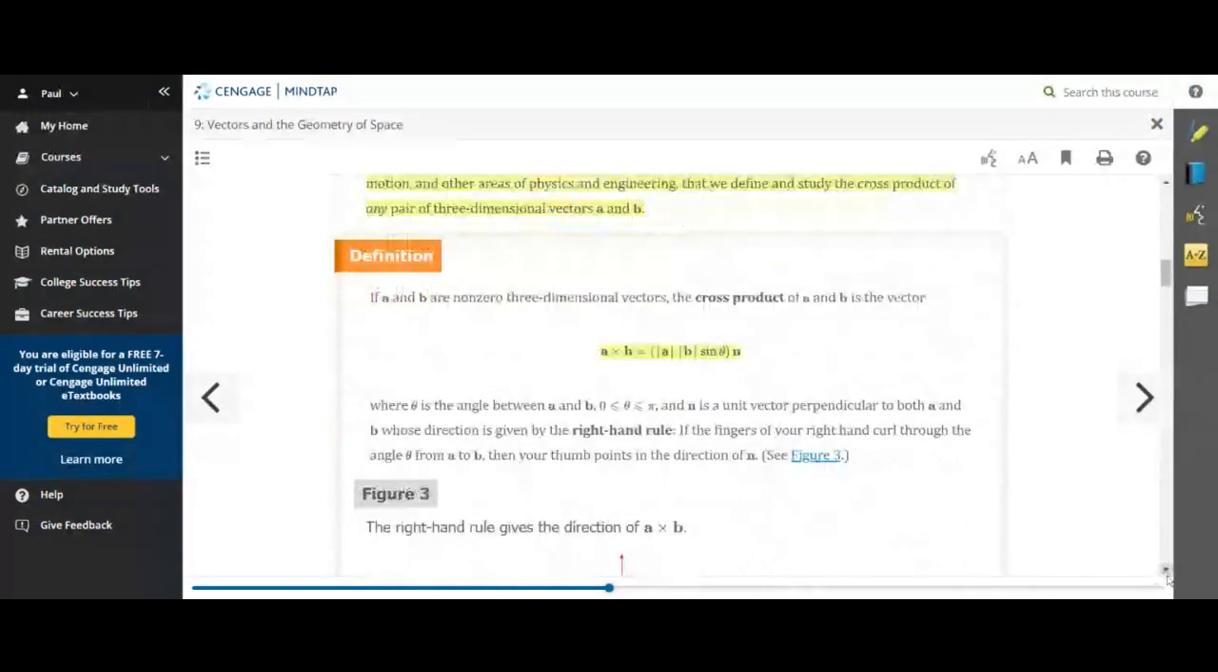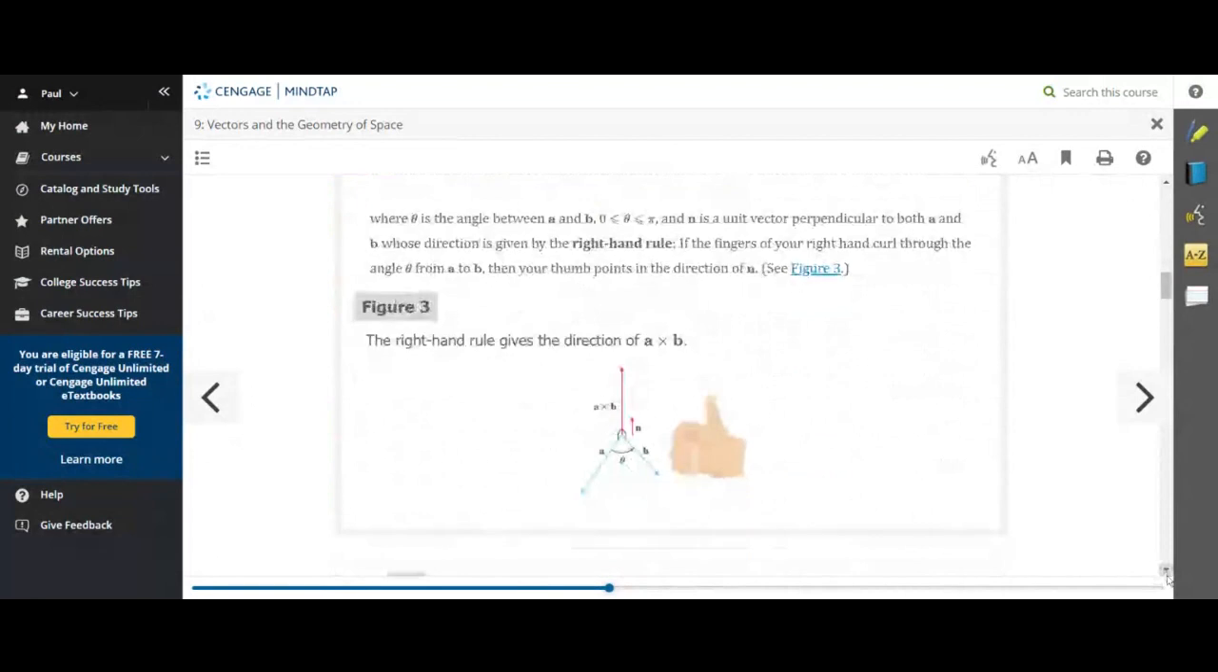And then formally, in figure 3, they talk about the right-hand rule giving the direction of the cross-product vector. So how many have heard of the right-hand rule? Maybe you've seen that in another class. Okay, Charles, Ellie, and Gordon have seen it, and Kino.